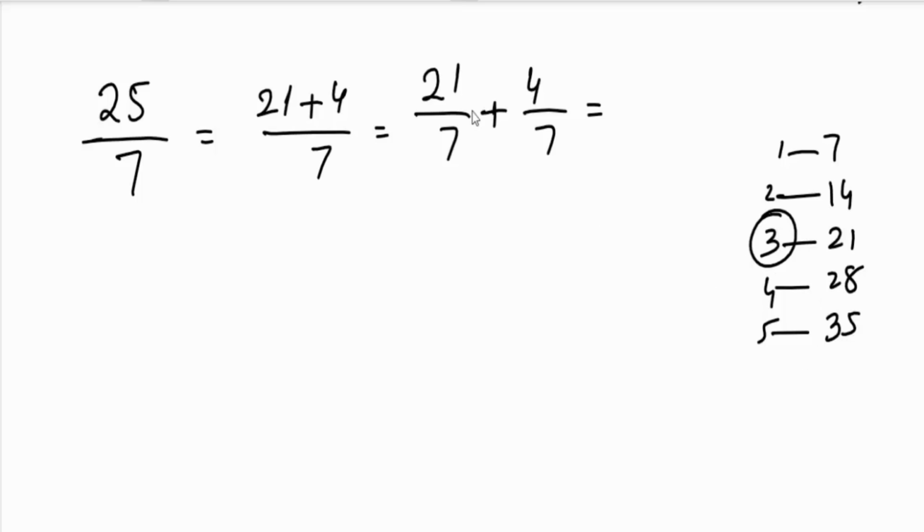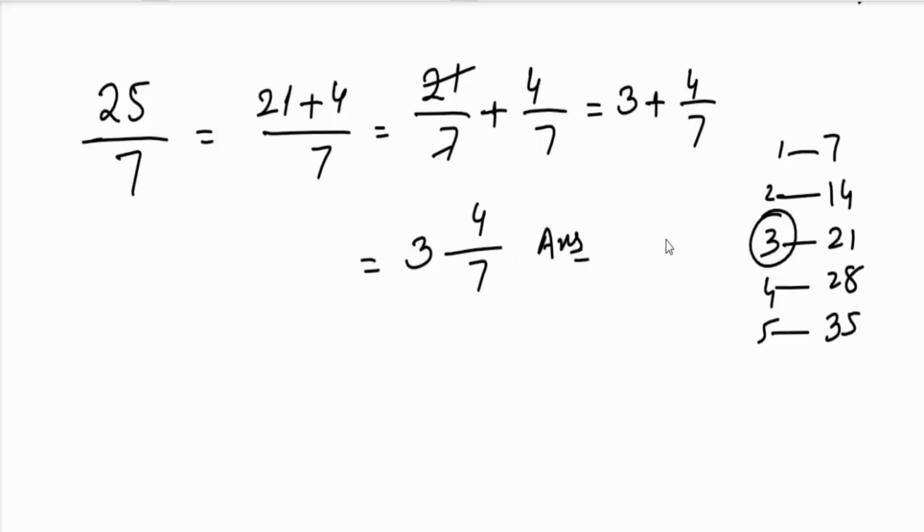So 21 is here. So 21/7 is 3, so this is 3 plus 4/7. Now you can write this as 3 whole and 4/7. This is your answer. This is how to write an improper fraction as a mixed number.